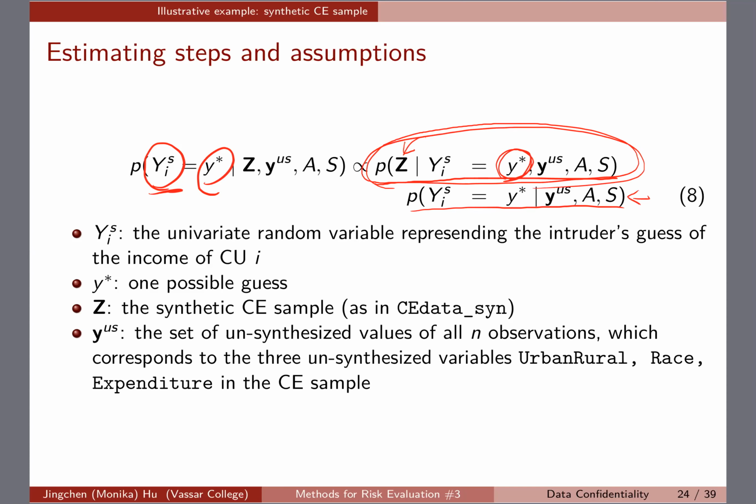We know that Z is the synthetic data, and in our demo this is a simple single copy of the CE sample, which we save as CE data syn. Y_U^S is the unsynthesized variables, so it contains rural area, urban rural status, race, and expenditure in the CE sample.